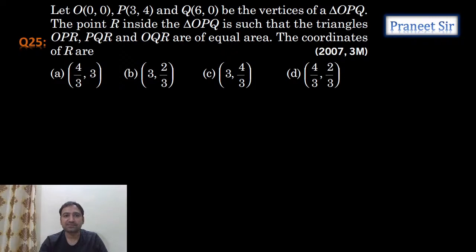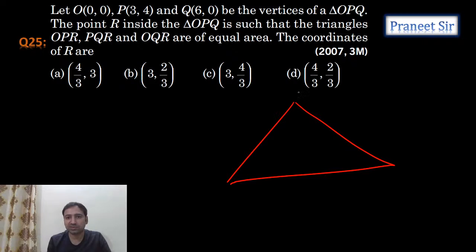Yeah, this is the next one, guys. Three points are given, O, P, Q. Let O, P, Q be the vertices of triangle OPQ. The point R inside triangle OPQ is such that triangles OPR, PQR, OQR are of equal area. Then the coordinates of R are how much? Okay. So let's take it this way. Let's take a triangle OPQ.